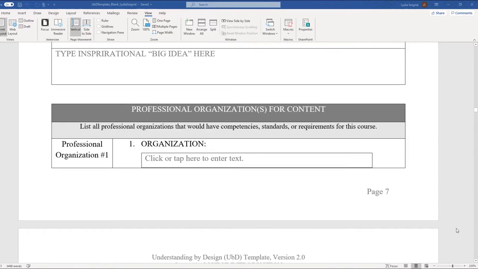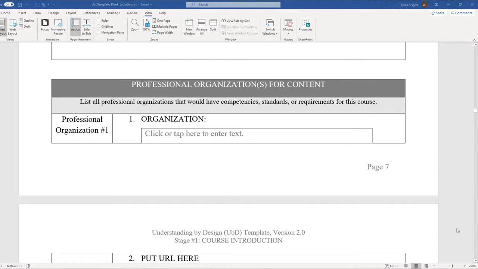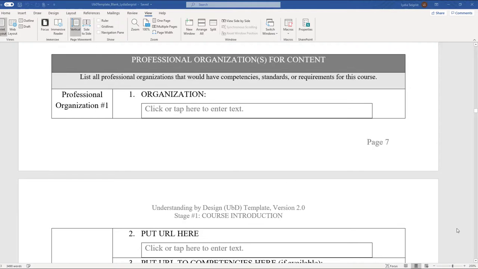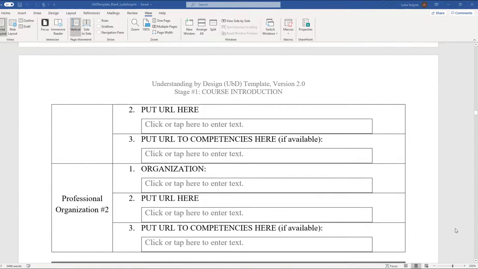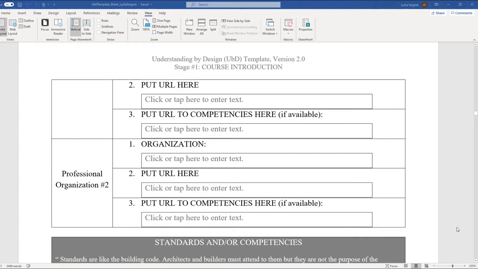Next, as you are going through stage 1, you're going to look at professional organizations and where you're going to get your competencies and your standards for the unit. So for the professional organization, you want to make sure that you put in the name of it, put in the URL link, and then maybe put in if there's a specific site for the competencies. If it was ISTE, they have several. If you're going to use 2A or 2B, you would want to have the specific URL link to that section.